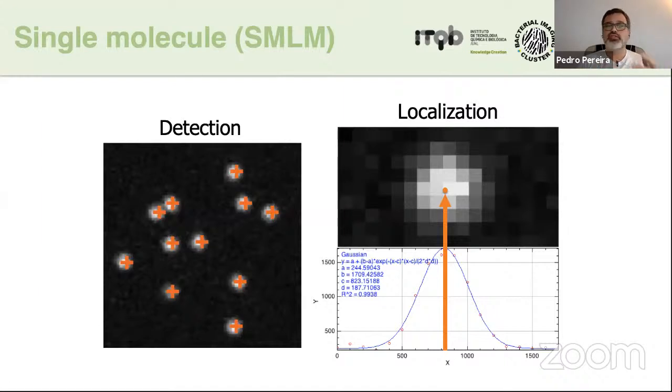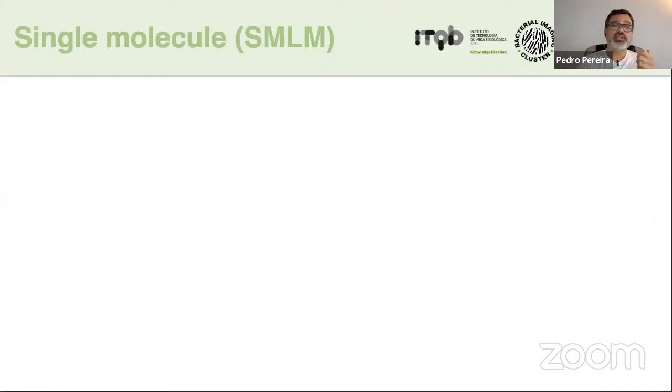We have loads of different reconstruction algorithms, which are basically all doing the same thing. Detect fluorescence over background and finding the center of this fluorescence by fitting a Gaussian to it, okay? Very easy. So easy that you can actually use this for anything, okay?